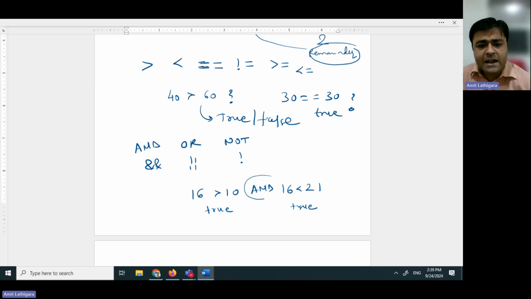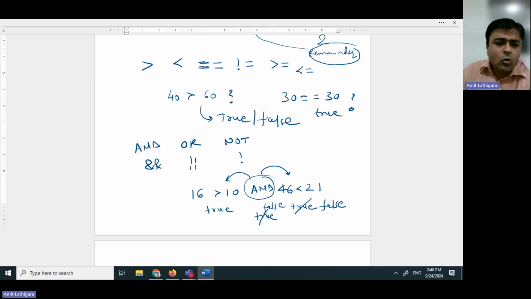So logical AND indicates that if both operands are true, then the answer is true. In all other cases, it is false. Here, instead of 16, if I write 46 less than 21, here it is false. And here I used logical AND. If both operands are true, then and only then the result is true, else the result is false.